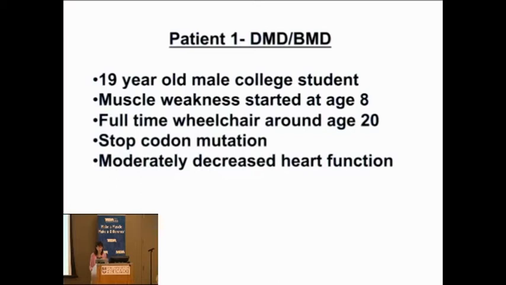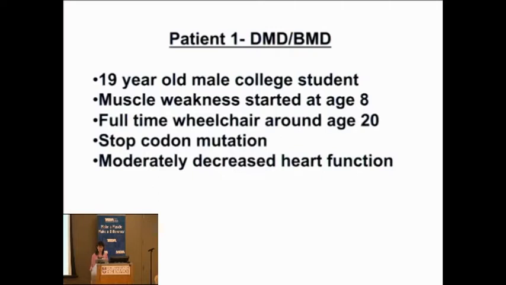So this is one of my patients, a 19-year-old who carries a diagnosis of DMD/BMD, and a number of you probably know what it's like to carry that diagnosis. So you're a little milder than a Duchenne patient, and you're probably a little more on the severe end of the spectrum for a Becker muscular dystrophy patient. This individual is now in his later 20s, and I first met him when he was 19 years old and in college. His muscle weakness started at the age of 8, later than it would normally be for a Duchenne patient, and he started full-time wheelchair use around the age of 20, again later than it would be for a Duchenne patient.